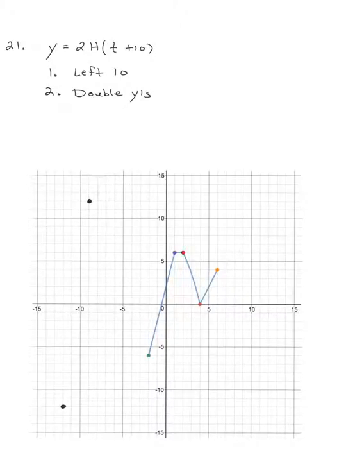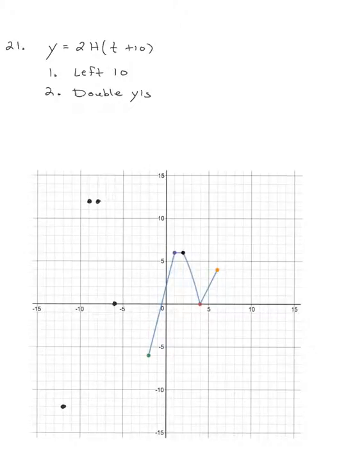Okay, here I'm going left 10 to -8, and doubling the y goes up to 12, so -8, 12. Two other points to go. Here I'm at 4, and if I subtract 10, I go to -6, and if I double the y value, which is 0, it stays 0, so I'm at -6, 0.